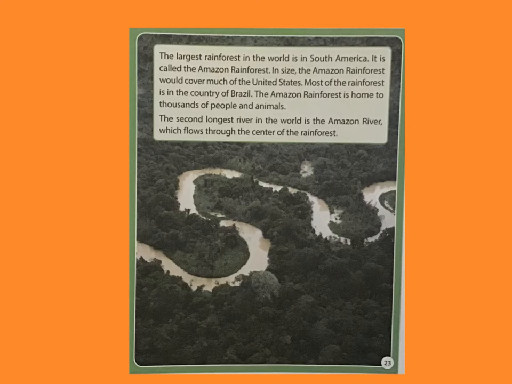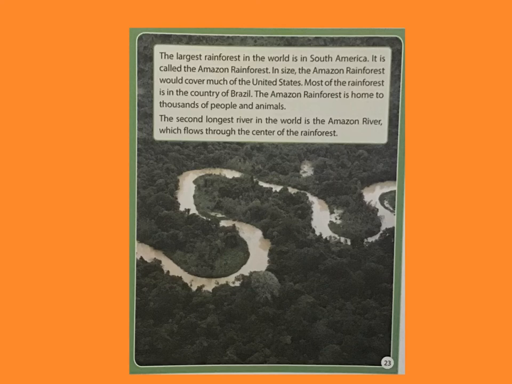The second largest river in the world is the Amazon River, and that part of it's shown right here, which flows through the center of the rainforest. So this is all part of the rainforest. And here's the Amazon River, twisting and turning and winding, if you remember that vocabulary word, winding through the Amazon rainforest.